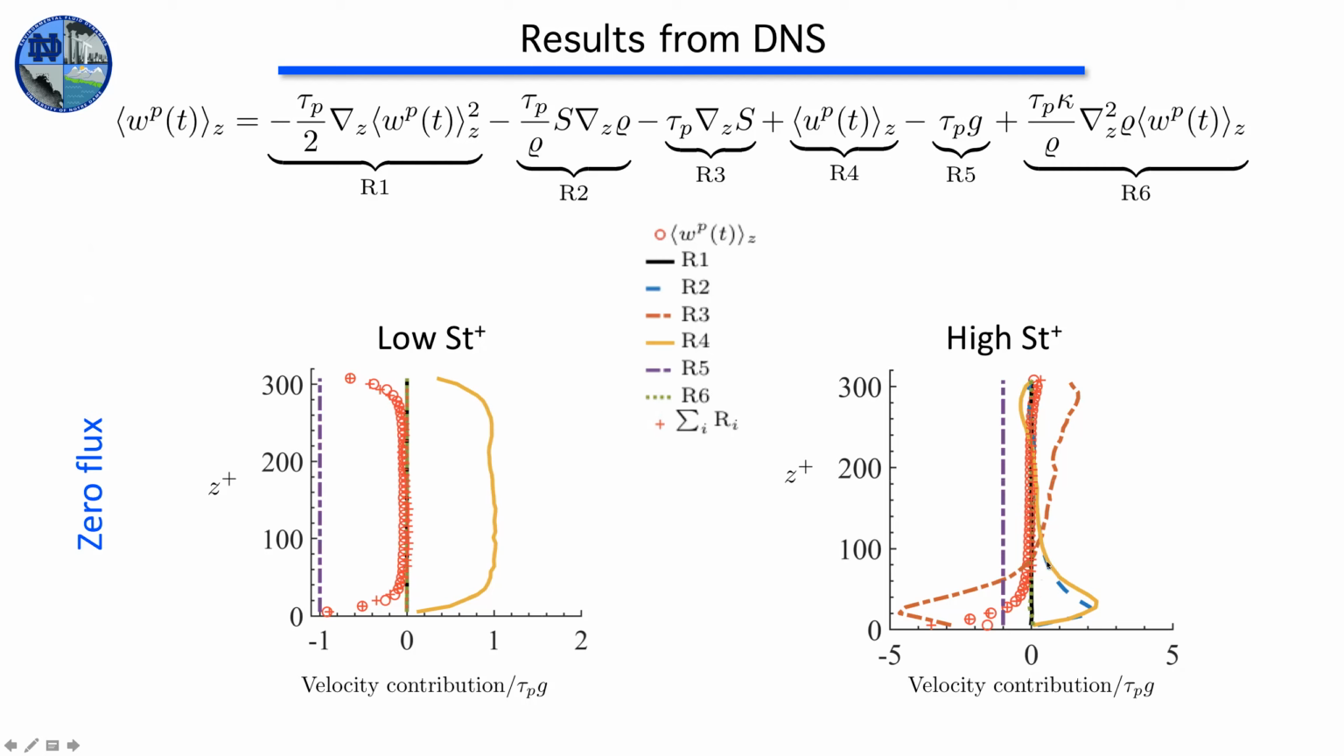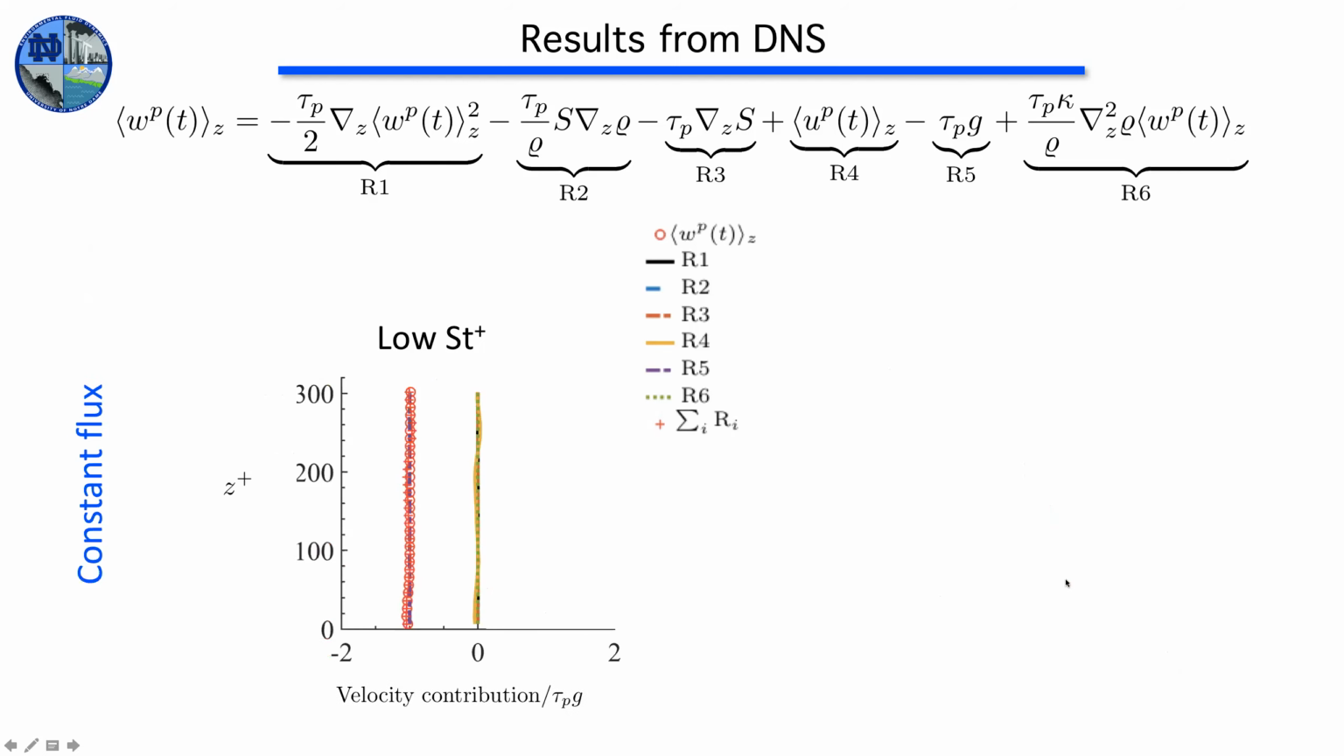You also have contributions from this yellow and this blue curve over here, which are the diffusive term and the preferential sampling term. So out here you have a balance between two terms, somewhat unlikely, but down here you have contributions from several. If instead you look at the constant flux case, in the low Stokes number you get the very trivial result that the flux is simply equal to the settling velocity. So this is just R5, and that's equal to the entire sum.